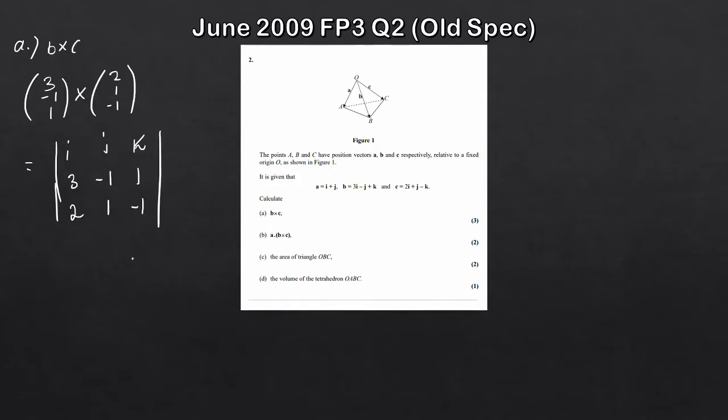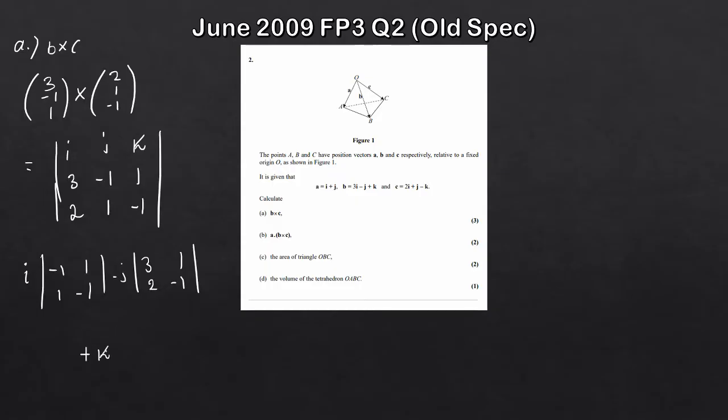Okay. So now I'm going to expand along the top row again. Now it doesn't actually matter how you expand along here, but I always like to keep it very methodical. I'll always expand along the top row. So I'm going to have i lots of, again, this bottom right determinant here. So minus 1, 1, 1, and minus 1. Minus j lots of, so we get rid of this row and then this column. So I get 3, 1, 2, minus 1. And then the next one will be plus k.